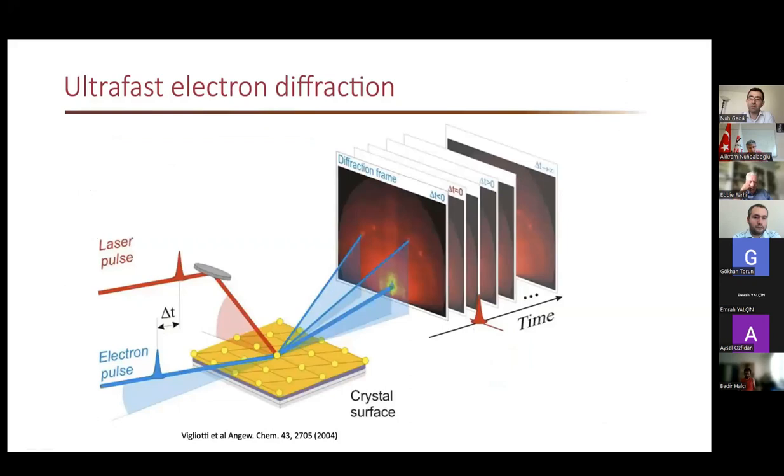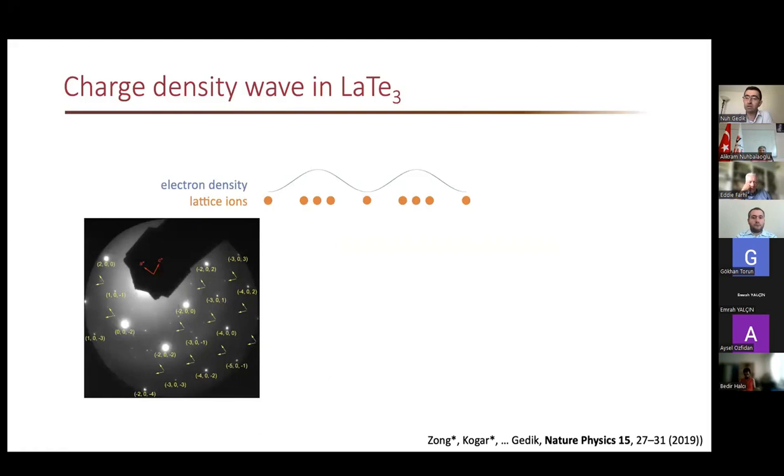So let's do our experiment. Let's take this material, plug it in our chamber, kick it with light, and see if we can observe a movie of the phase transition. First, I just want to show you the static. This is a static electron diffraction pattern obtained in our chamber. Our direct electron beam is hitting here. It's too bright, so we put this ugly beam block here to block the direct electron beam.